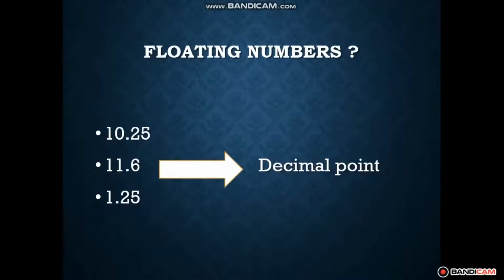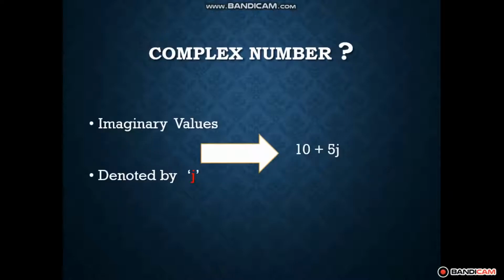Let's go forward. The second one is the floating number. Now, what is a floating number? As the name implies, floating point numbers are numbers that contain a floating decimal point. For example, let's see 10.25, 11.6, 1.25 and so on. Those are floating numbers. Floating numbers are the computer's recognition of real numbers that contain fractions as floating point numbers. As you can see in the middle there is 10.25, that decimal point is related to a floating number.